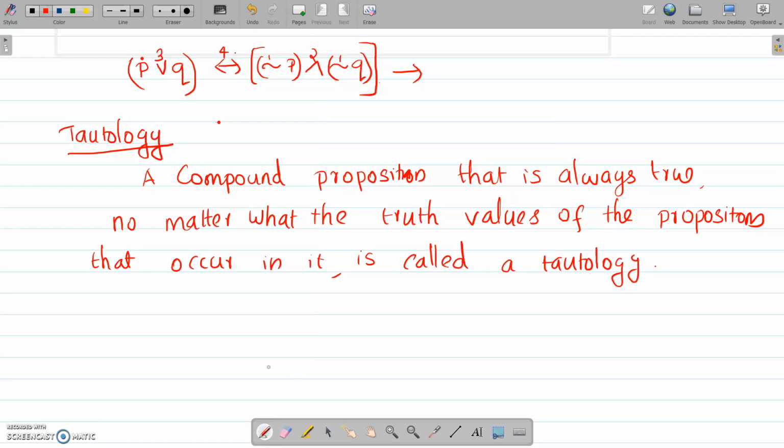Similarly, what do you mean by a contradiction? Contradiction means a compound proposition that is always false no matter what the truth values of the propositions that occur in it.